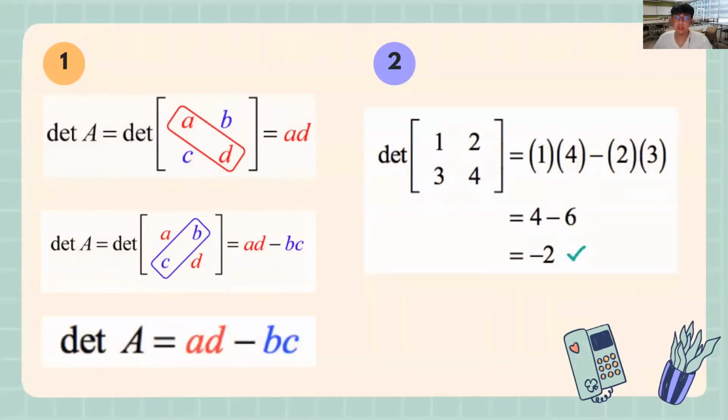Here is the solution. If we want to find the determinant of A, we multiply a and d, sorry, we know that ad is positive, and we multiply b and c. Don't forget to take the negative here. And the determinant of A is equal to ad minus bc. For the second, the determinant of the matrix 1, 2, 3, 4 is equal to negative 2 from this: 4 times 1 equal to 4, and 3 times 2 equal to 6, and we get 4 minus 6 equal to negative 2.